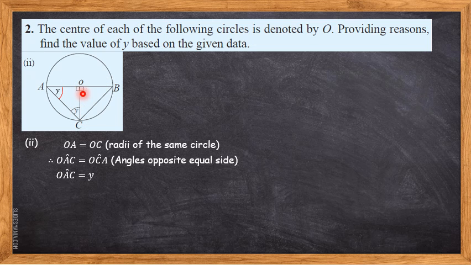BOC angle is the angle subtended by the minor arc BC on the center. Then we can use the theorem.